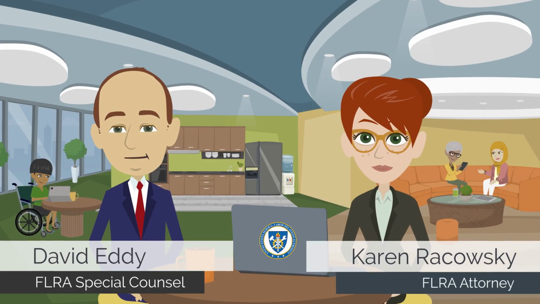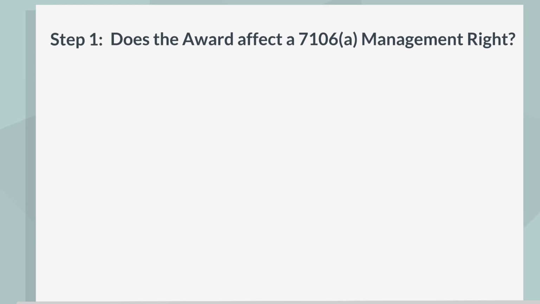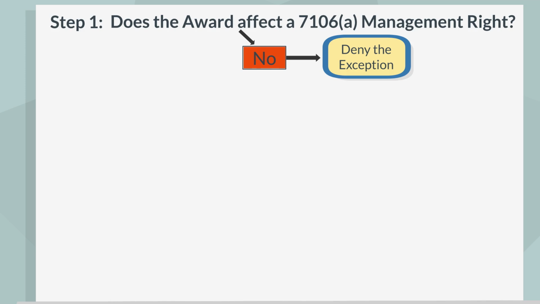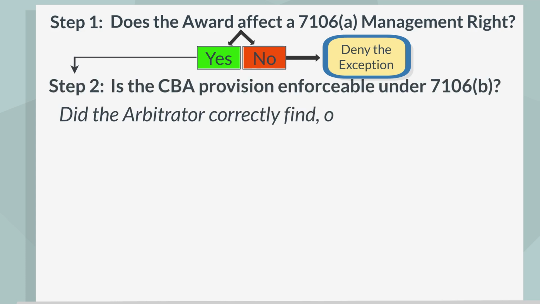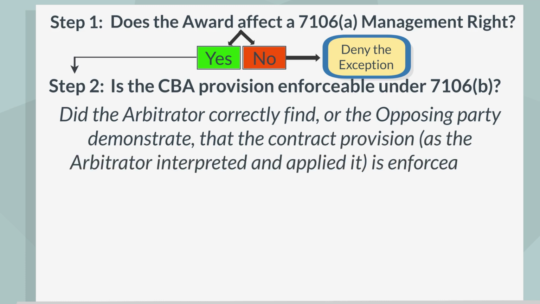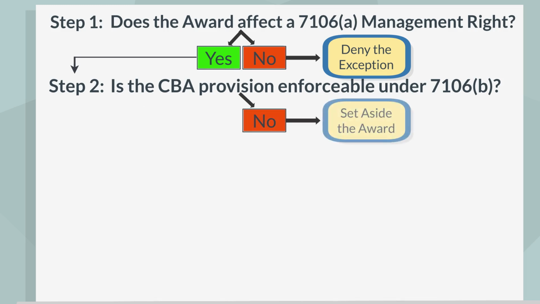To sum it all up, the four-step CFPB test asks, first, does the accepting party show that the arbitrator's interpretation and application of the agreement and/or the awarded remedy affect management's rights? If no, then we deny the management rights exception. If yes, we move to step 2, where we ask, did the arbitrator correctly find, or does the opposing party show, that the contract provision, as interpreted and applied by the arbitrator, is enforceable under 7106(b) of the statute? If no, then we set aside the challenged part of the arbitration award. If yes, then we move to step 3.